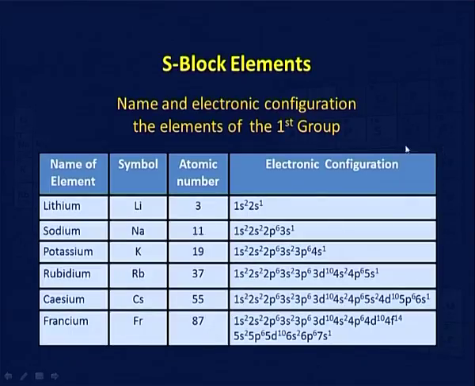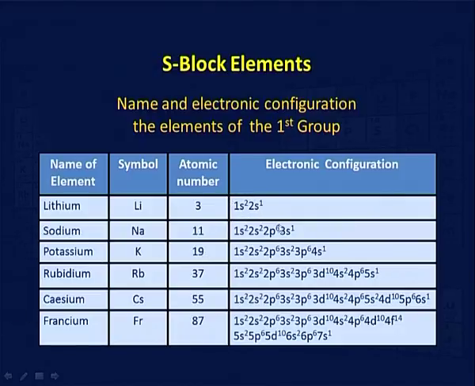Now, we shall take up the study of first group elements, especially the physical properties. Here we have given you some physical constants for lithium, sodium, potassium, rubidium, cesium, francium. Lithium has an atomic number of 3, and the configuration is helium, which is 1s2, followed by 2s1.